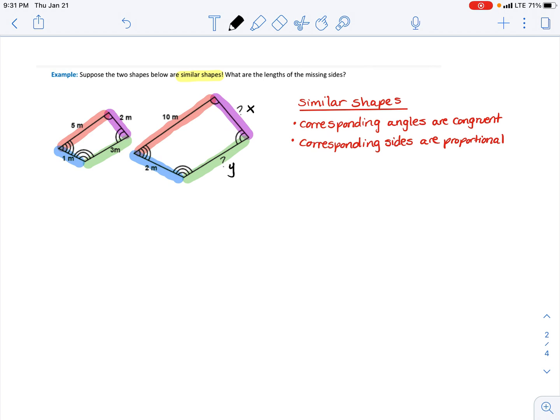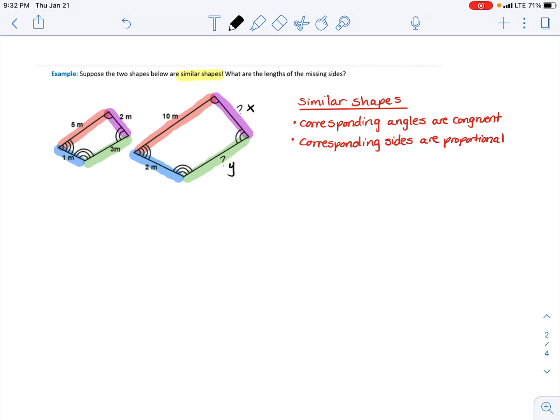Okay, so what I'm going to do now is look at the corresponding sides that both have numbers for their side lengths. For example, the corresponding sides highlighted in red both have numbers, right? The smaller one is 5 meters and the larger one is 10 meters. In particular, that ratio is 5 to 10. So we have a 5 to 10 ratio. And I know that this ratio is going to be equal to another pair of corresponding sides, because I know that these shapes are similar.